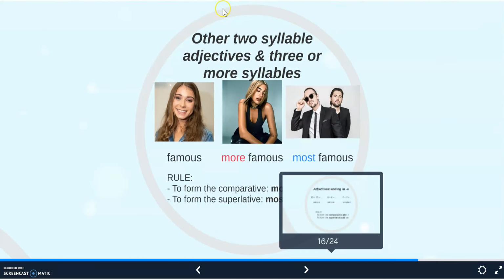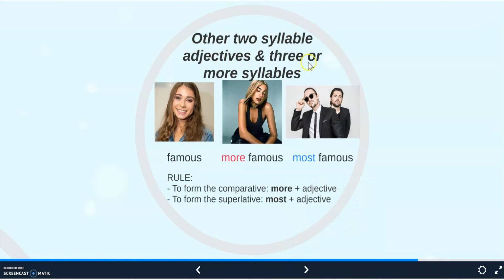Then there are other 2-syllable adjectives and 3 or more syllable adjectives. I bet you know this girl, Stine Edlund. She's kind of famous from TikTok and Instagram. But this one is even more famous. Dua Lipa, everyone knows her. She's famous all around the world. But these guys, they are the most famous DJs all over the world.